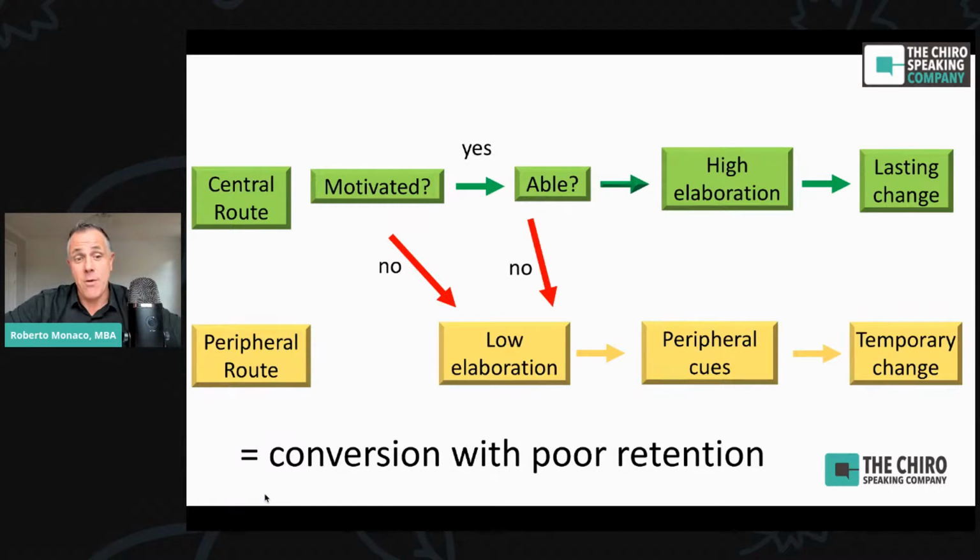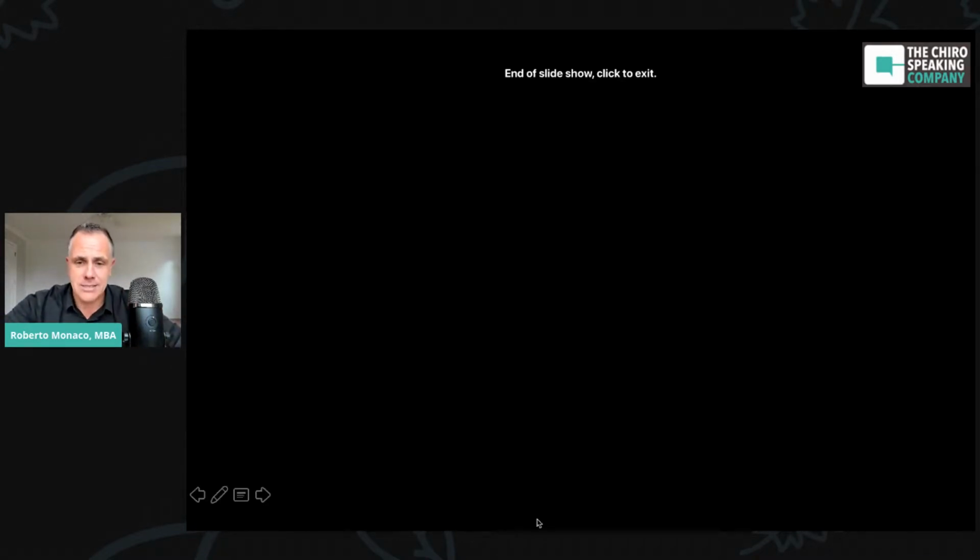And that's why, if you want to go from conversion with poor retention to conversion with high retention, lasting change, you have to be able to educate your patients. One of the most effective ways to do it that I know is to deliver a world-class patient orientation class combined with table topics, table talk, combined with ongoing video communication. So eventually your patients are engaging in high elaboration, high thinking, understanding the power of the nervous system, the power of removing interference, subluxation, and eventually that is going to increase the likelihood of them staying a long period of time with you. That's the idea.